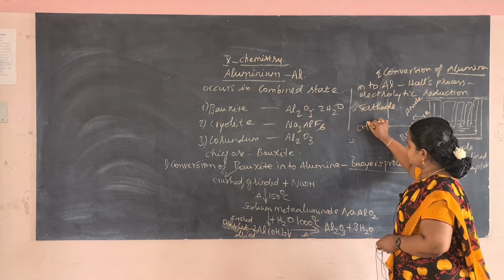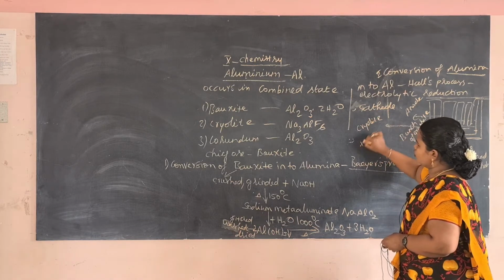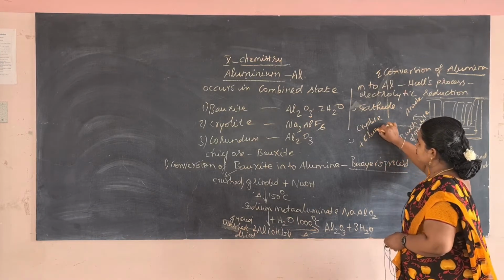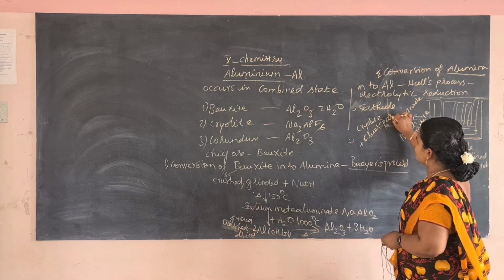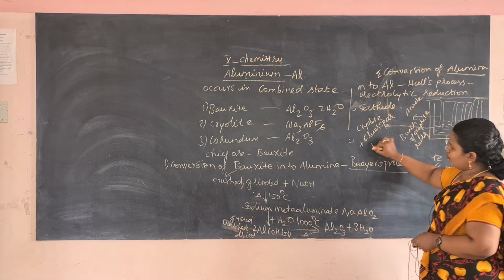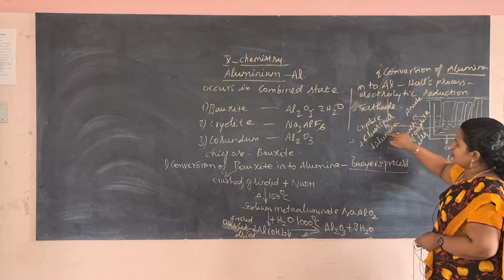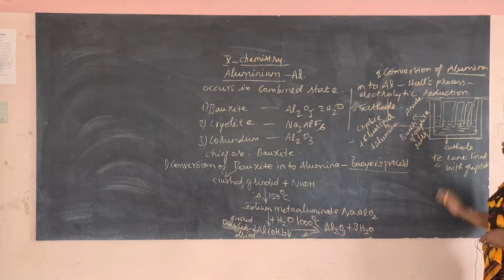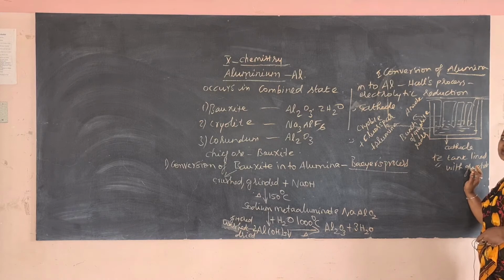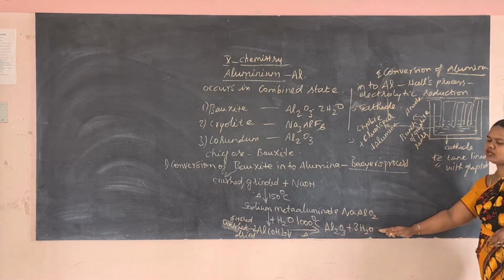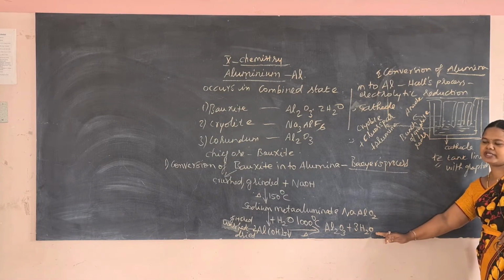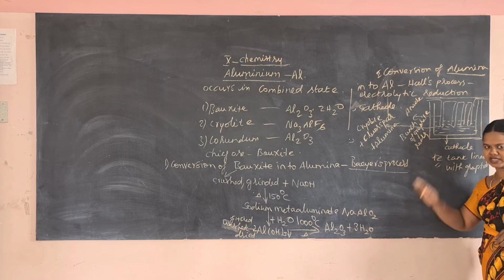Cryolite plus fluorospar plus alumina, pure alumina. So the molten electrolyte is a mixture of alumina, cryolite and fluorospar. What is the formula for alumina? Al2O3. So the Al2O3 that we have obtained from the Bayer process, we are taking that alumina.